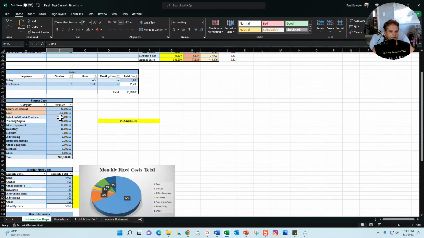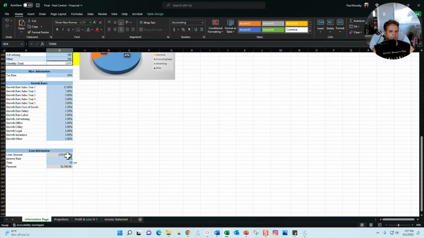Whatever you put as a dollar amount in this loan section right here, so if we put $150,000 here, that will automatically populate down here. And then you can change the interest rate and the term, and the payment will calculate for you. And that'll then permeate through the next 12-month profit and loss statement as well as your income statement.